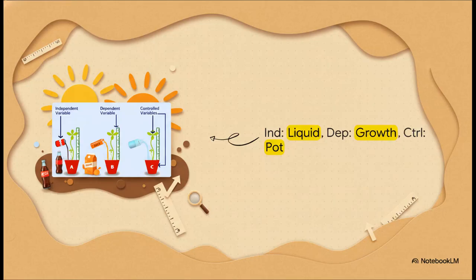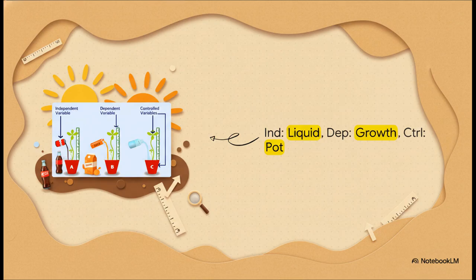Let's look at how these variables map out in action. Imagine an experiment where we're testing to see which liquid makes a plant grow best. The independent variable, the one thing we are intentionally changing, is the type of liquid. Maybe it's soda, juice, or water. The dependent variable is what we're measuring at the very end, which is the height or growth of the plant.